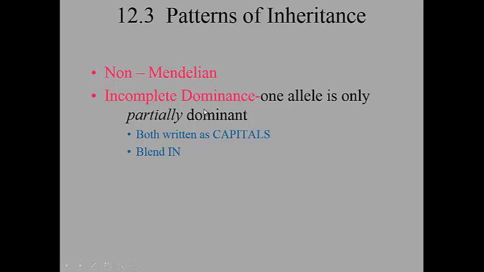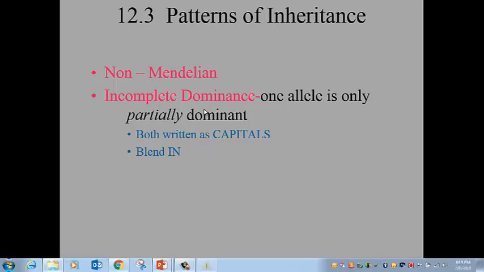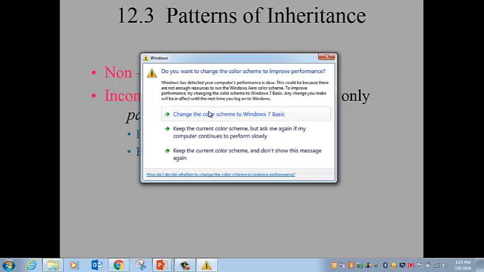So when you mix a white sheep with a black sheep, you're going to get a gray sheep. Or when you have a parent with straight hair and a parent with curly hair, you might get a child with really wavy hair.